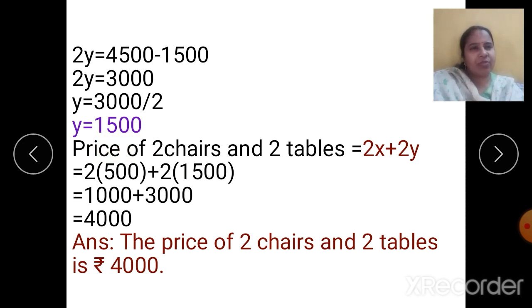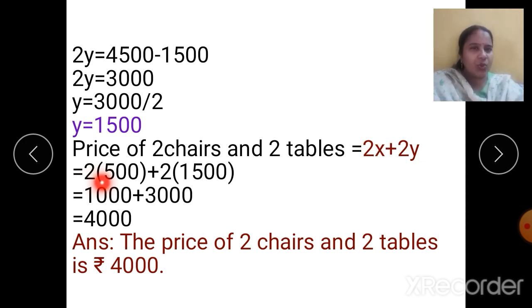Okay. So x was 500, that is cost of one chair. y is 1,500, that is cost of one table. What they have asked us in this is the price of 2 chairs and 2 tables. So 2x plus 2y. Do not forget this. They are not asking us the price of 1 chair and 1 table. They are asking us the price of 2 chairs, so 2x, 2 tables, so 2y.